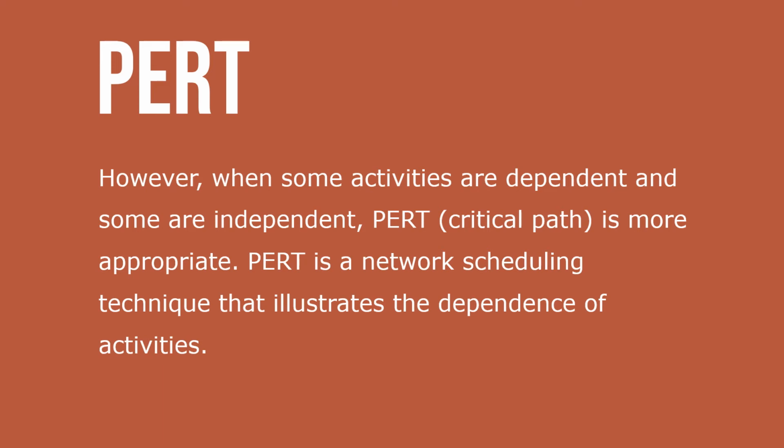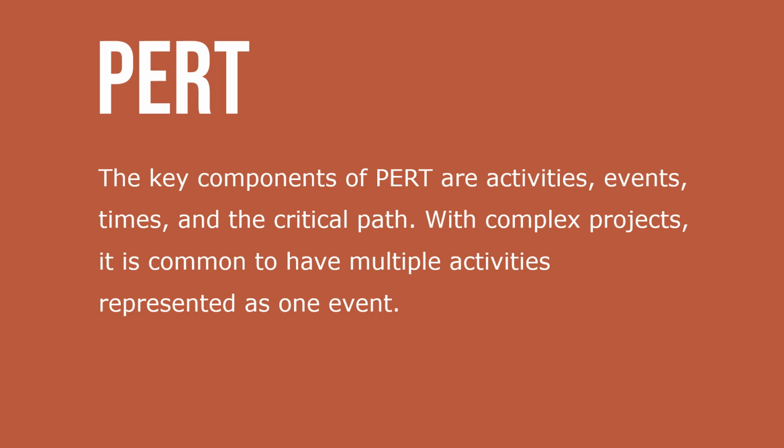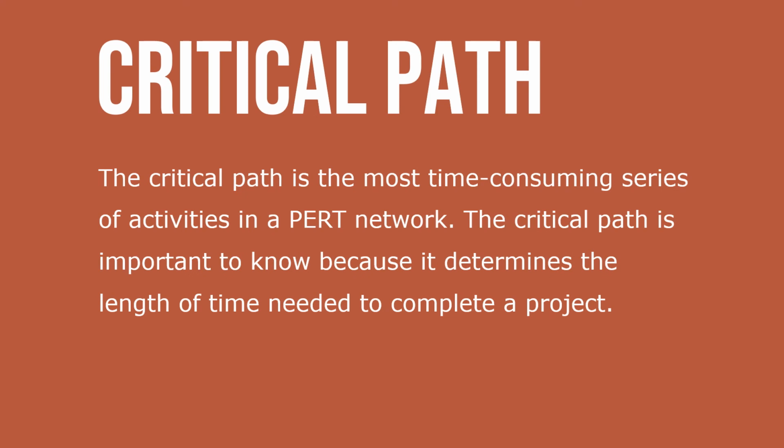PERT is a network scheduling technique that illustrates the dependence of activities. The key components of PERT are activities, events, times, and critical path. With complex projects, it's common to have multiple activities represented as one event. The critical path is the most time-consuming series of activities in a PERT network. The critical path is important to know because it determines the length of time needed to complete a project.